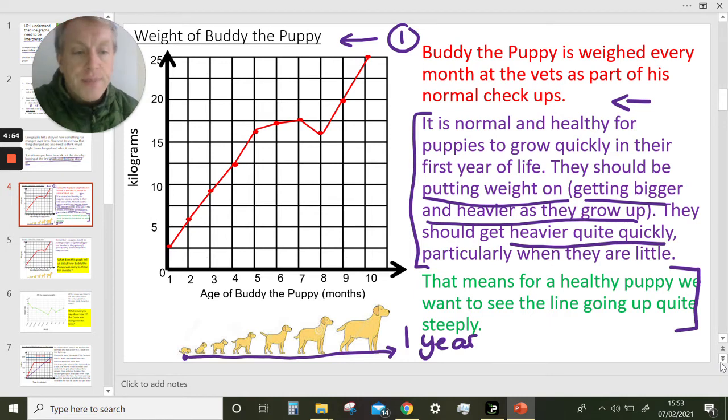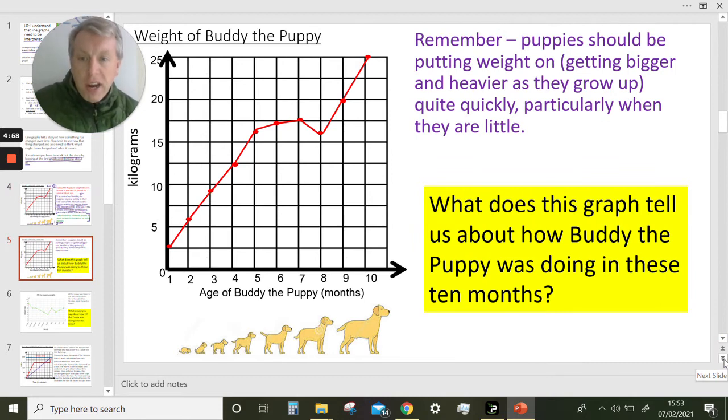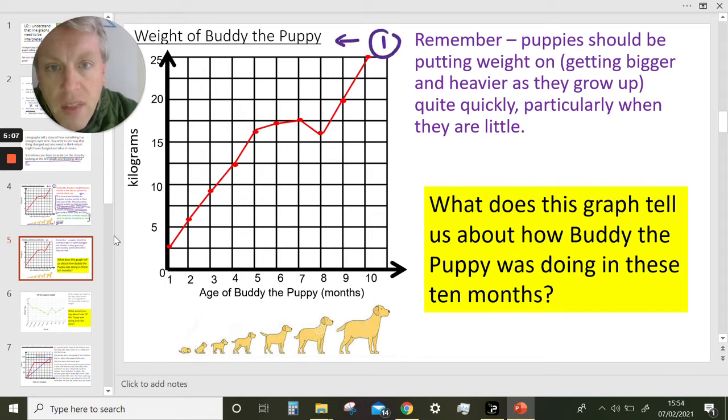So let's look at this. On the next page, remember, we've got the weight of Buddy the puppy. So let's look at the lines here. We looked at the title. Yeah, that was the first thing we did. And we read that extra information. Now we've got to look at the age too, along the bottom. Age of Buddy the puppy.